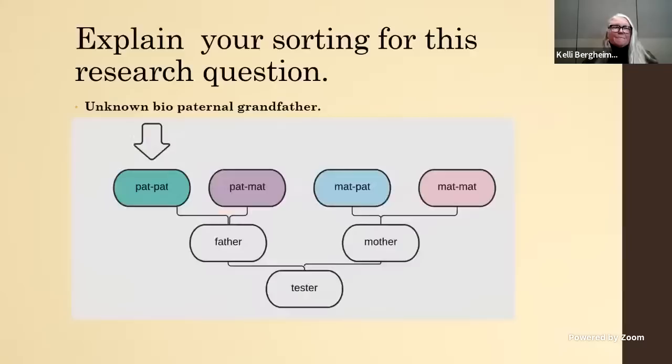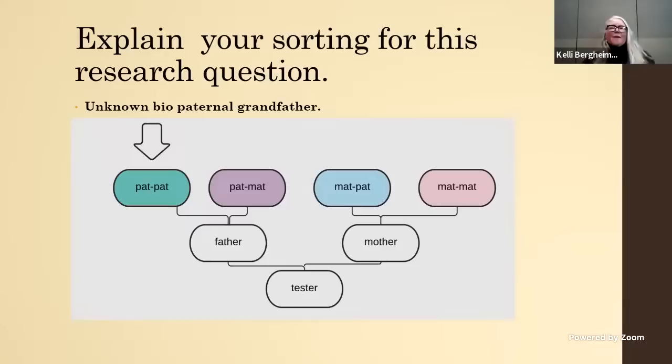So I mentioned earlier that I was going to talk about sorting and show you a visual. This is for that unknown bio paternal grandfather. I have him on the far left represented in green. We've got a tester, and the tester has mom and dad. The mother has 2 parents and the father has 2 parents. But that unknown bio father is the one we're looking for. That paternal ancestor, that's who we're looking for.